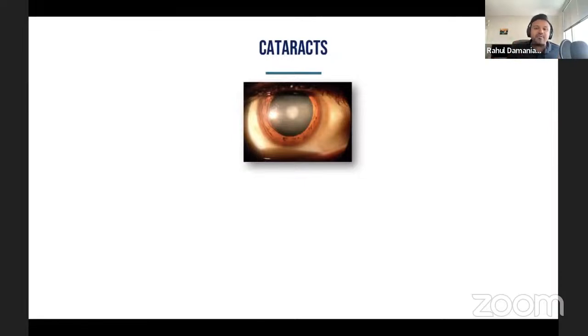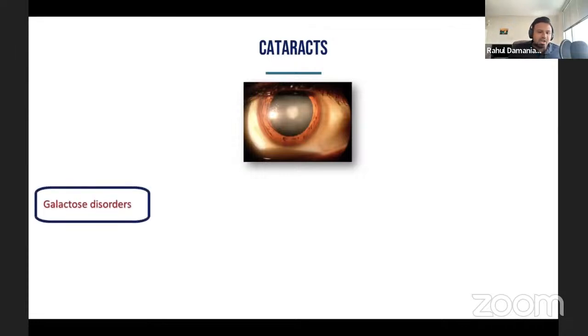Now, what's high yield for us to note is that cataracts are going to be in your exam questions as decreased light reflex or hazy corneal reflex when light is shown in the eye. And the causes of cataracts could be acquired or congenital. So let's go ahead and go through some of the vignettes.